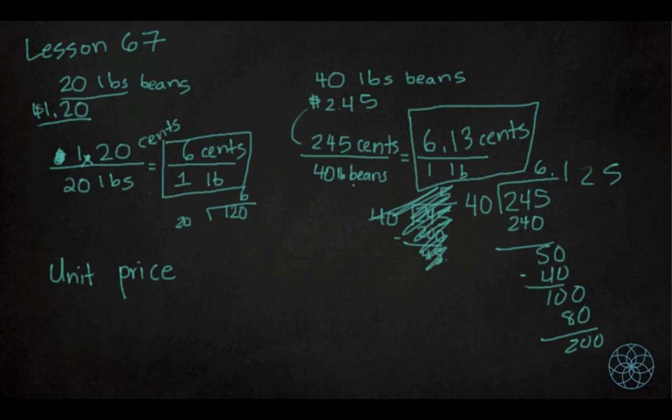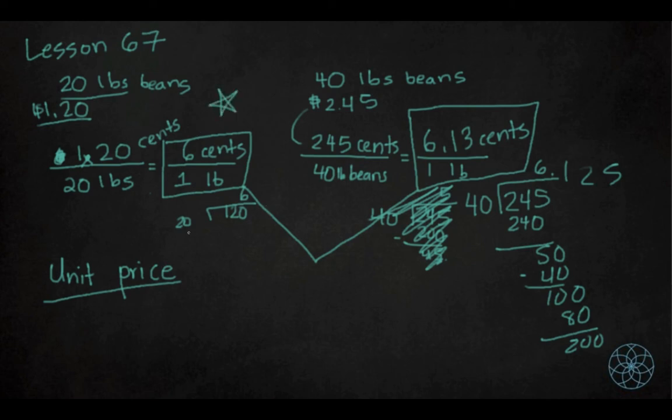So why is it helpful to calculate the unit price when you have two different sales going on? Well, if you know the unit price, you can easily compare the two prices and see which one is the better deal. Would you rather pay 6 cents per pound or 6.13 cents per pound? Well, obviously you'd want the cheaper one, right? So this one would win.